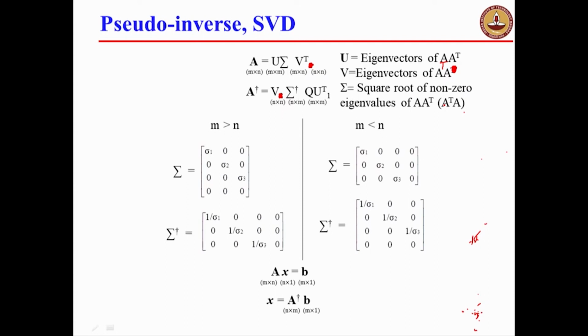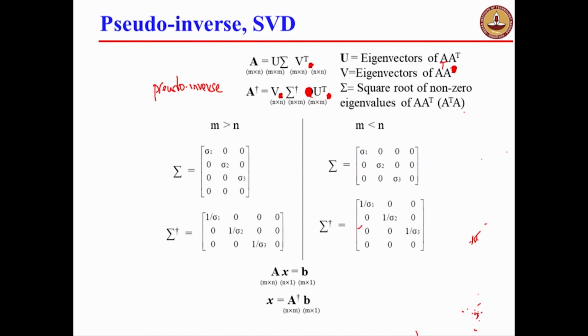Now, A dagger is called the pseudo inverse. It is defined as V sigma pseudo inverse U transpose. A dagger is V sigma pseudo inverse U transpose.